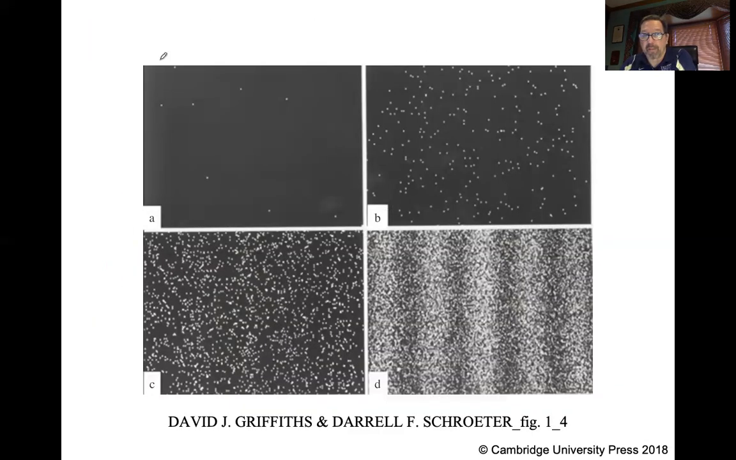And here's the results. Let's say you put back on that screen a photographic plate, and you can see every place I get a little bright spot right here. Those are all little dots where electrons hit the photographic plate.